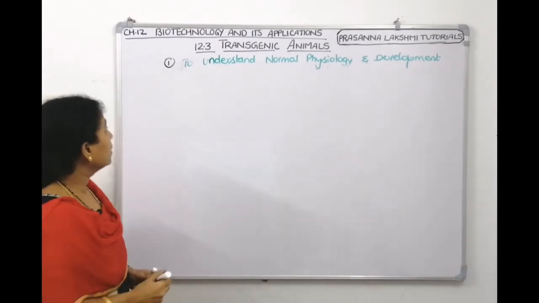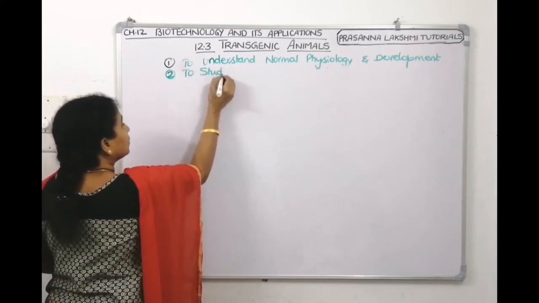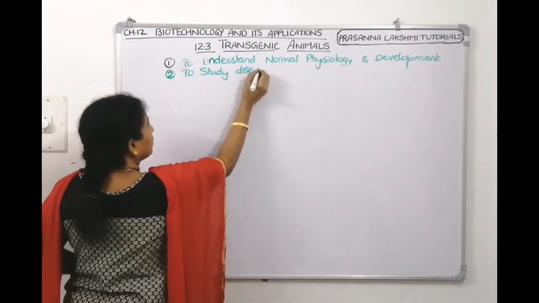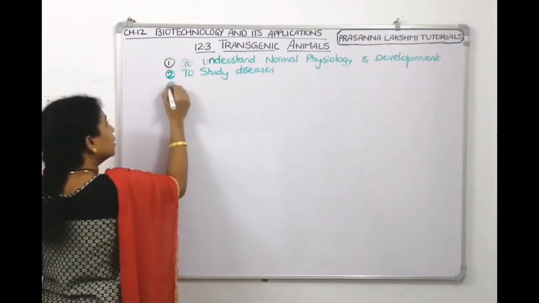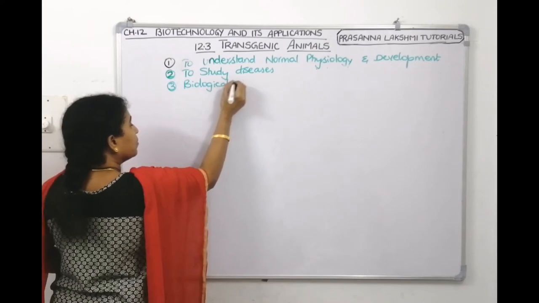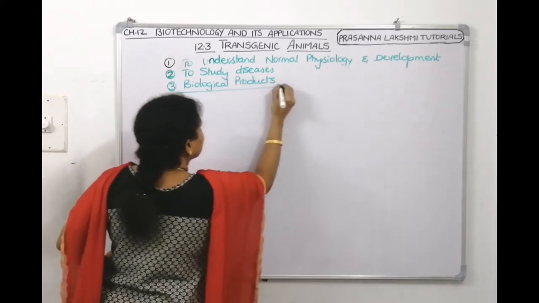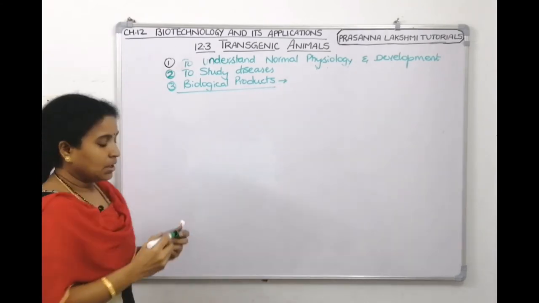What is our second one? To study diseases. Now, what did I tell the third one? Biological products, Amma. Biological products.